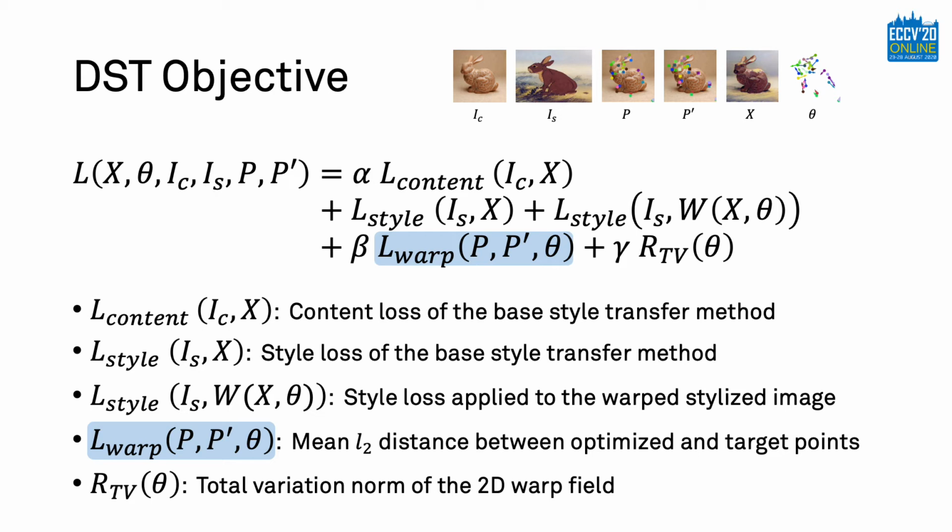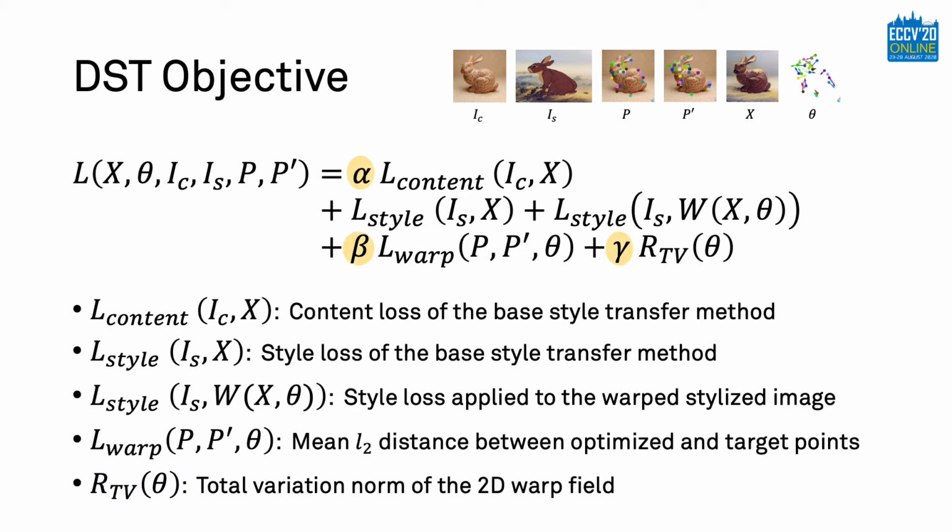This term encourages the geometric shape of the output to become closer to that of the style. However, aggressively minimizing this loss may lead to significant visual artifacts, so we regularize the deformation with the total variation norm of the 2D warp field that encourages nearby pixels to move in a similar direction.